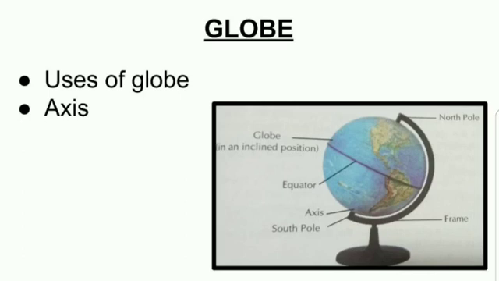So here to study the earth, we have the model of the earth or the miniature of the earth, which is known as what? Globe. And if you want to study the earth, its shape, movements, climate, location, how the sun rises, how the sun shines, and other objects regarding the solar system. So first we will understand what is a globe.